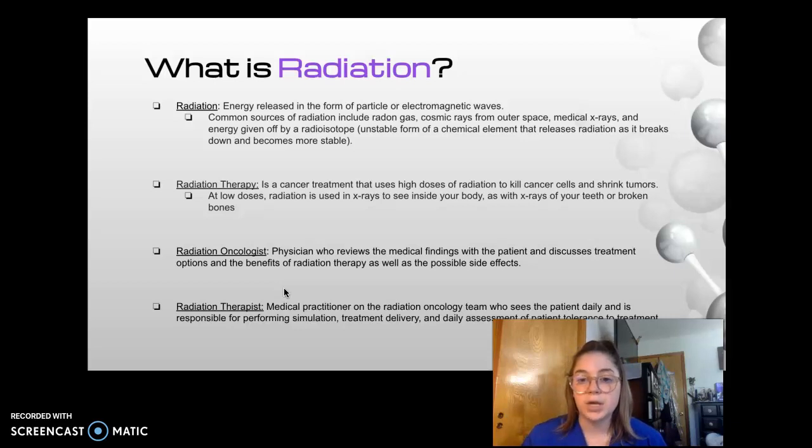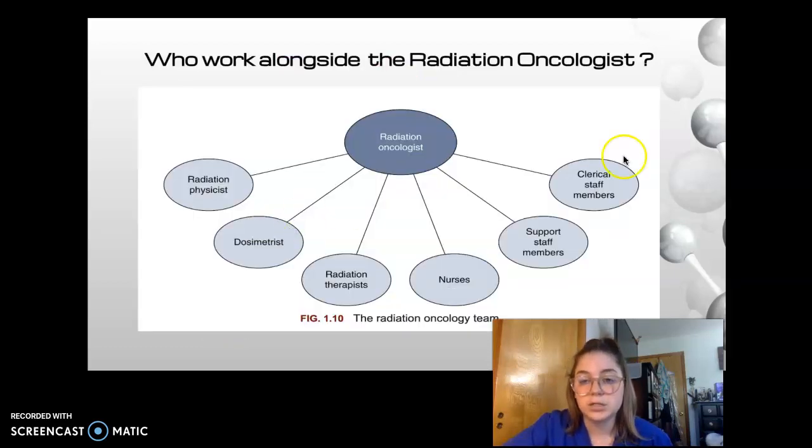patient. Being a radiation therapist, we work under the radiation oncologist with a team of other people who help do the simulation, the treatment, and who are working with the patient daily to get them the best treatment possible. So here I posted a picture of who works under the radiation oncologist, like that team aspect of who you'll be working with on a day-to-day basis for each patient.